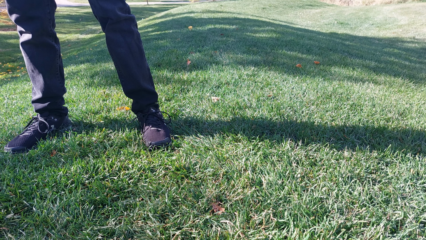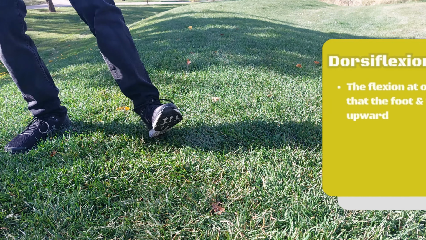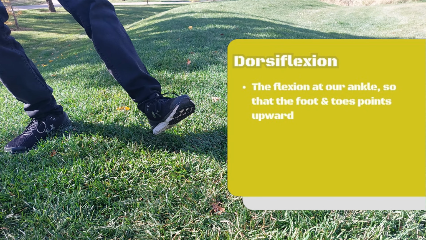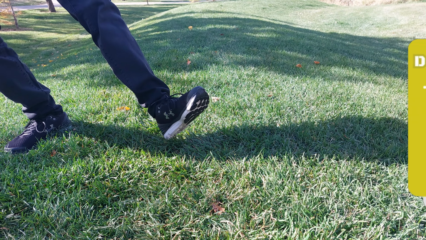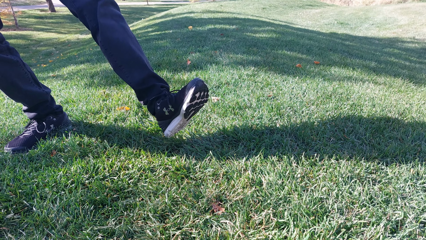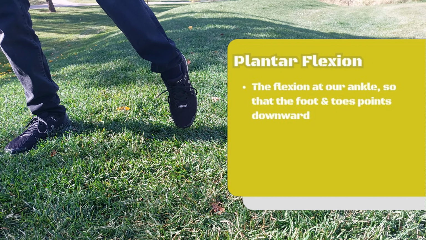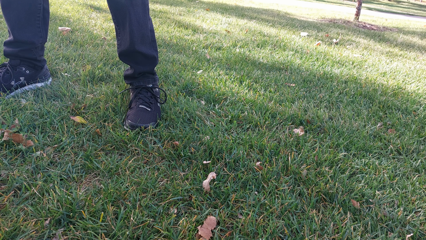Now, looking down at one of our ankles, if we make our toes point up to the sky, we show dorsiflexion. That's when we have flexion at the ankle so that the foot points upward. However, doing the opposite, where we show extension at the ankle so that the foot points downward, that's called plantar flexion.